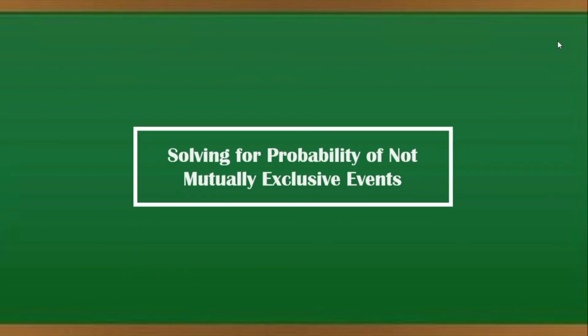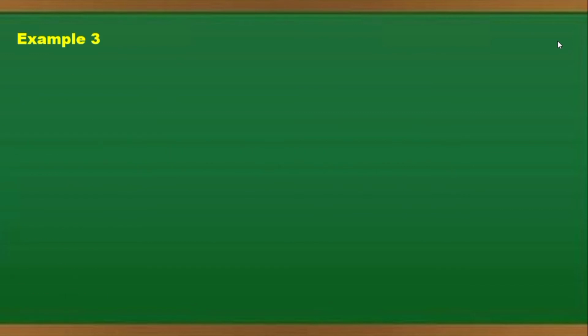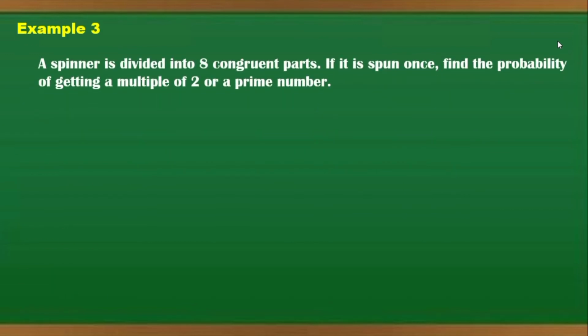Now, let's solve for probability of not mutually exclusive events. Example 3. A spinner is divided into 8 congruent parts. If it is spun once, find the probability of getting a multiple of 2 or a prime number. First, let's determine the cardinality of the sample space. As the statement says, a spinner is divided into 8 congruent parts. So we can clearly tell that the cardinality of our sample space is equal to 8.